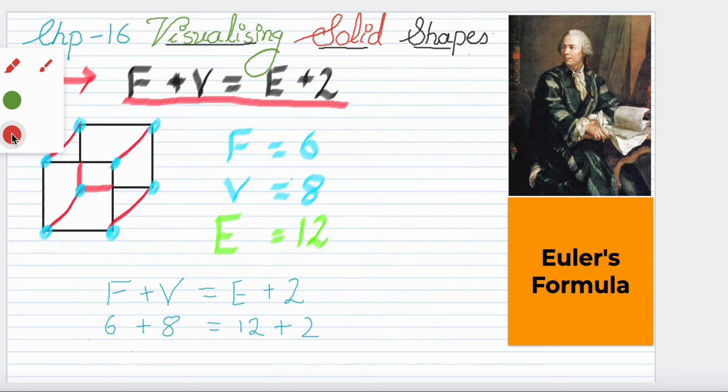So now let's see what we are having. 14 is equal to 14. See, both LHS and RHS are equal. That means this polyhedron satisfies Euler's formula. So this is Euler's formula.